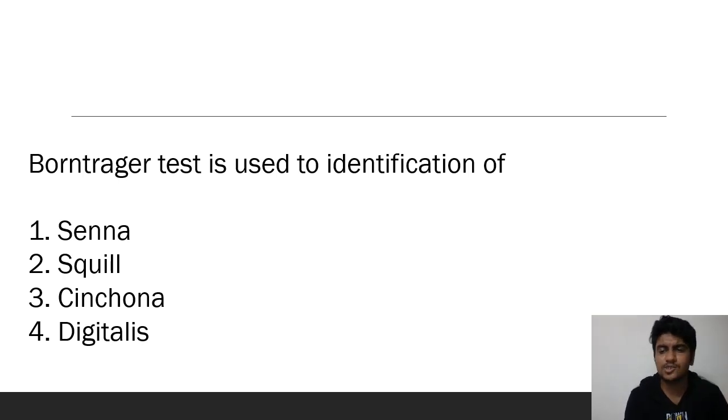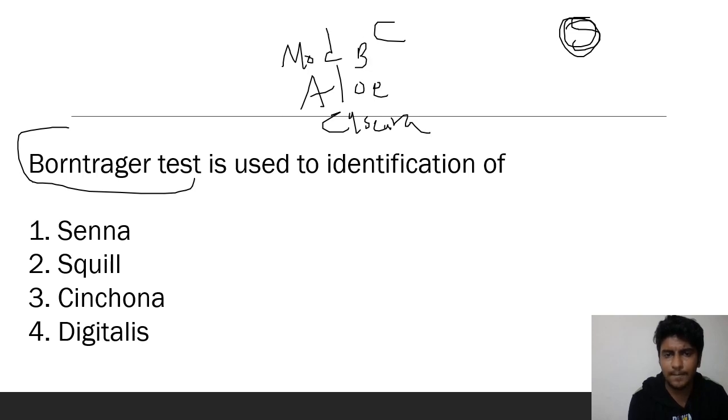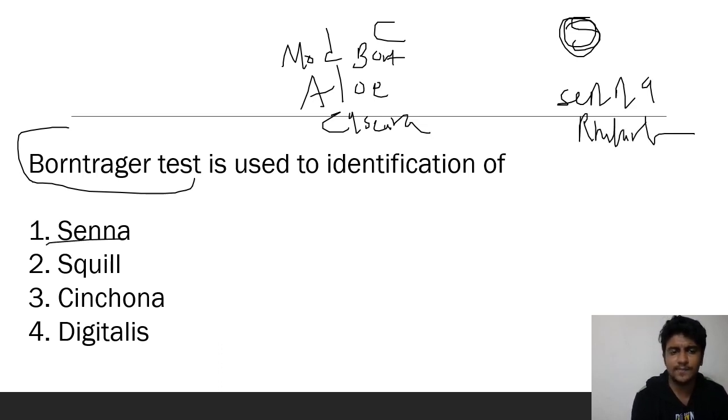Bontrager's test is used for the identification of. There are two types of tests. One is for C glycoside and one is for O glycoside. So your aloe, cascara, all of these are C glycosides, and for them we use modified Bontrager's. But for O glycosides like senna, rhubarb, we use only Bontrager's test. So here the answer will be senna.